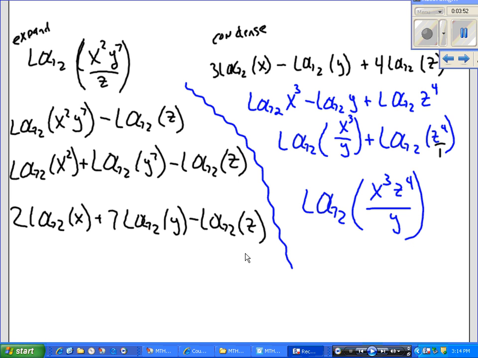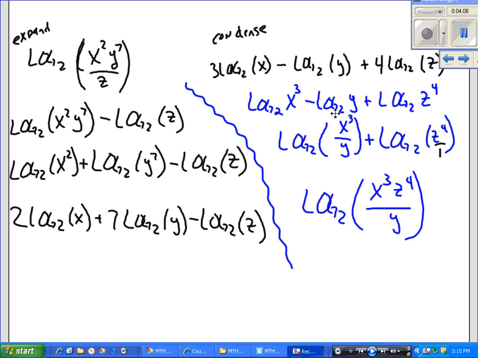So that would be expanding it out. And then here's one where we're condensing, so we have this very long log expression. So again, just do one thing at a time. So first I took the coefficients, pulled them up so they become exponents. And then I worked from left to right.